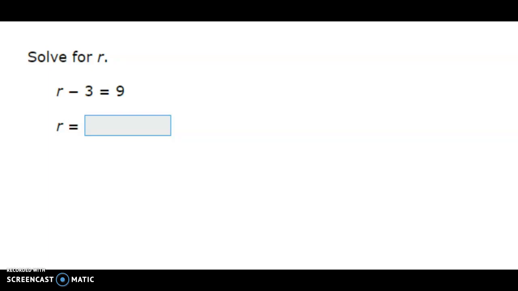When I go to the next problem, this is an example of when we're solving addition or subtraction.